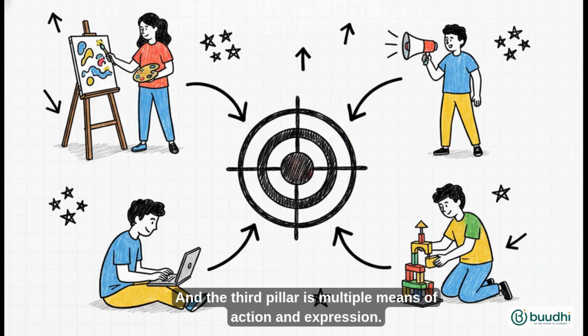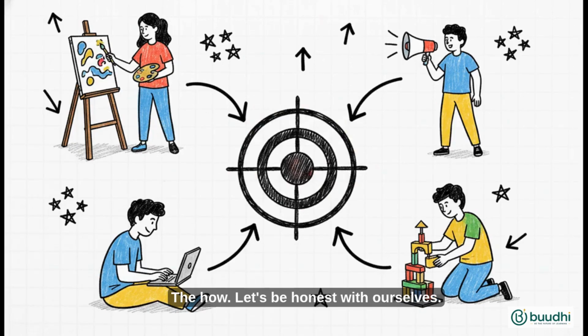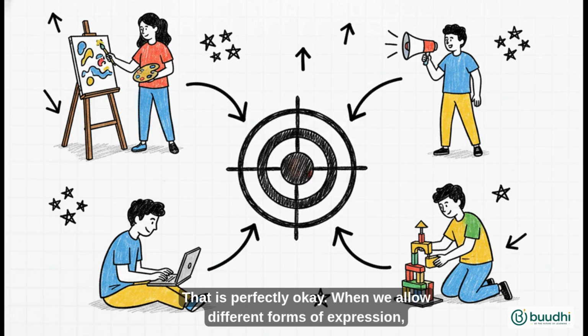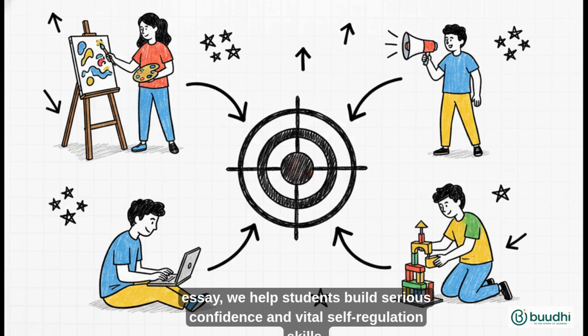And the third pillar is multiple means of action and expression, the how. Let's be honest with ourselves. Not everyone is a great test taker. And you know what? That is perfectly okay. When we allow different forms of expression, like building a 3D model instead of writing a standard 5-paragraph essay, we help students build serious confidence and vital self-regulation skills.